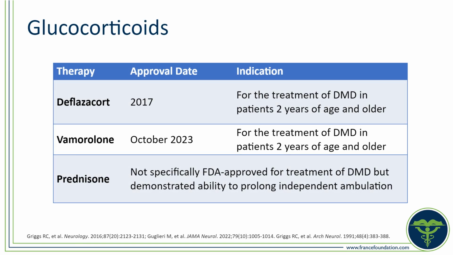So as you may all know, glucocorticoids have been the standard of care for Duchenne muscular dystrophy for decades. Here we discuss 3 particular corticosteroids. Prednisone is listed on the bottom. This is not specifically FDA approved for the treatment of DMD, but has been used extensively. We also will review deflazacort, which was formally approved in the United States by the FDA in 2017, but has been used in other countries and approved there. It is approved for the treatment of Duchenne in patients 2 years and older. And quite recently, the approval of vamorolone for, again, patients 2 years and older.